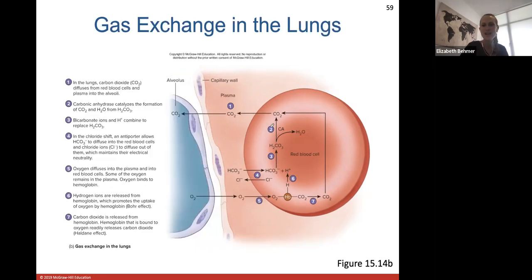Gas exchange in the lungs shows how the bicarbonate ion gets turned back into carbon dioxide, which gets diffused into your lungs so that you can exhale the carbon dioxide as waste, and it shows how oxygen gets picked up by your red blood cells in your lungs and is carried in your red blood cells in hemoglobin.